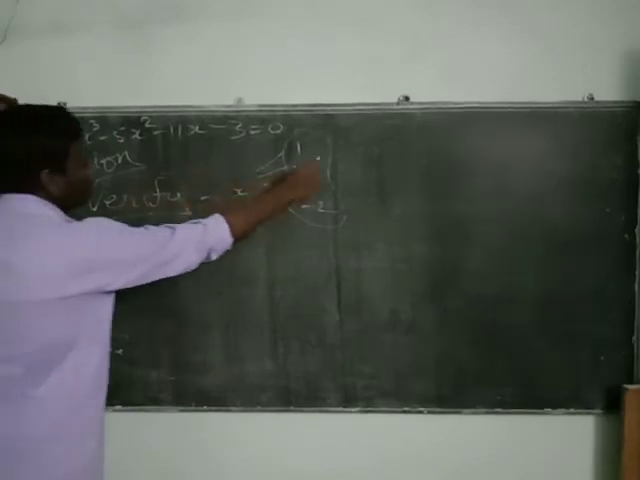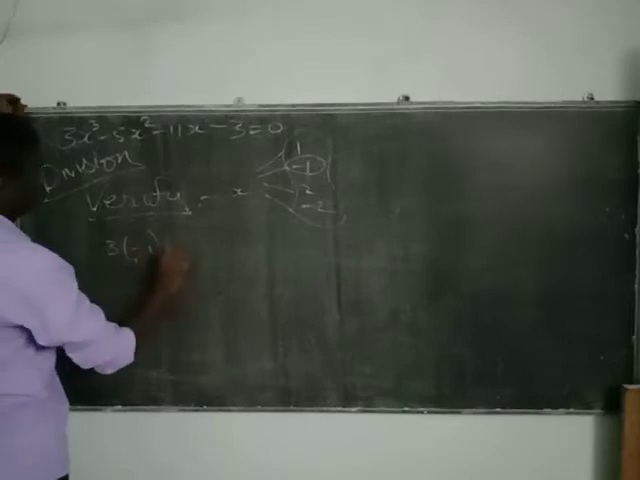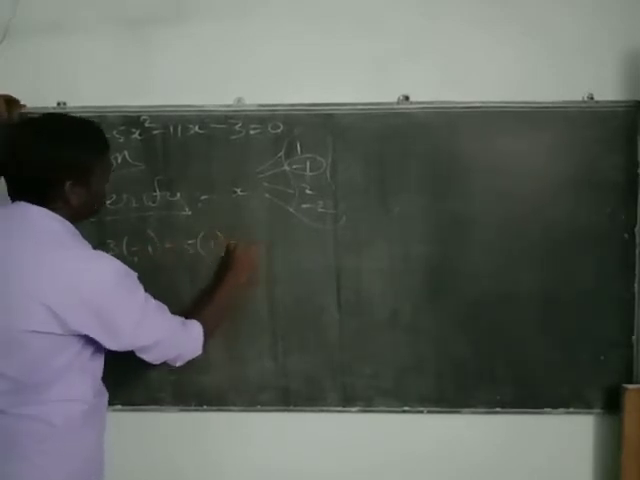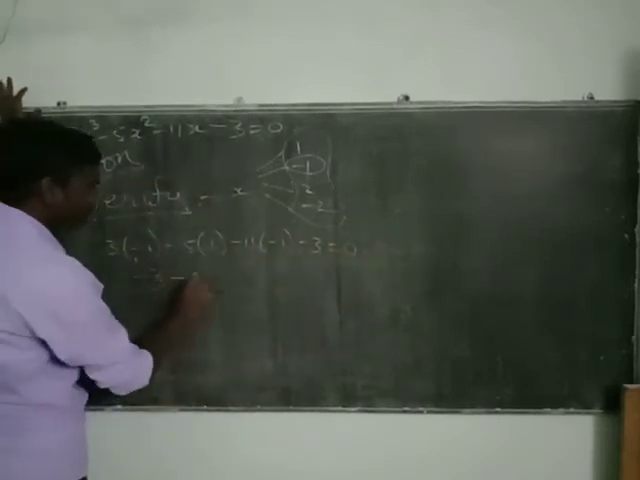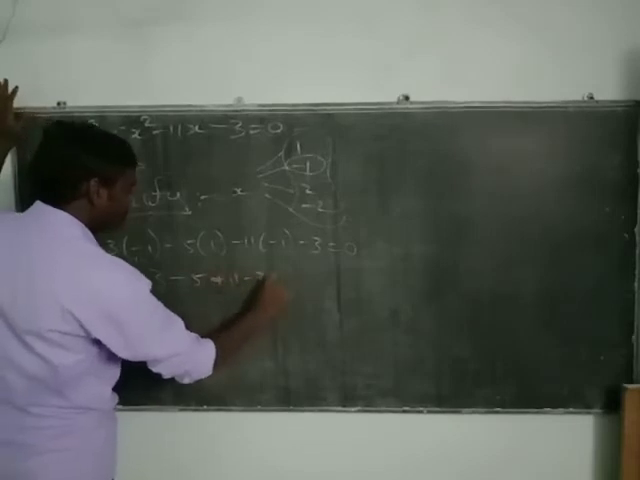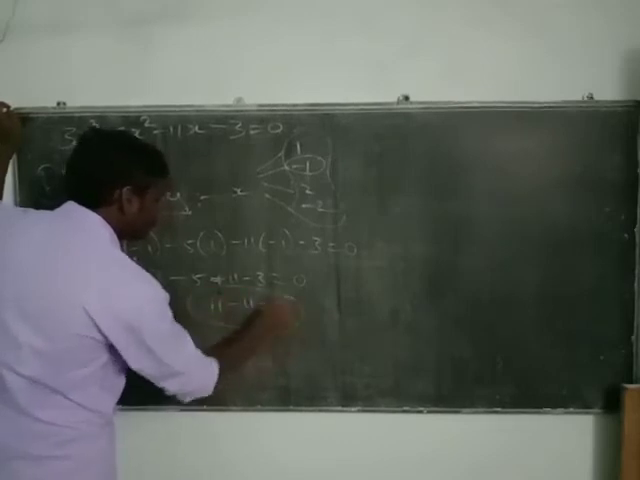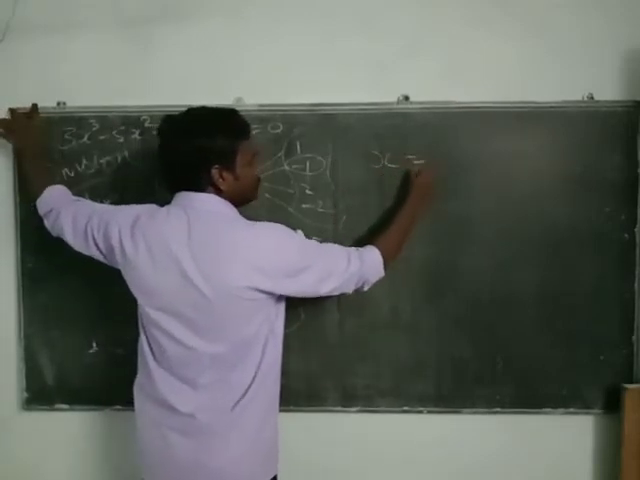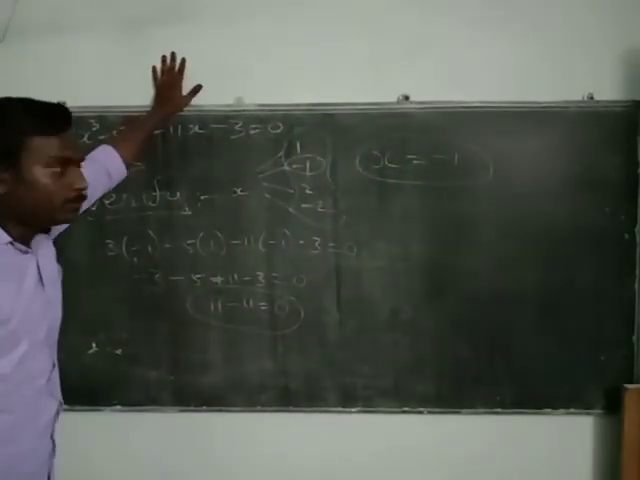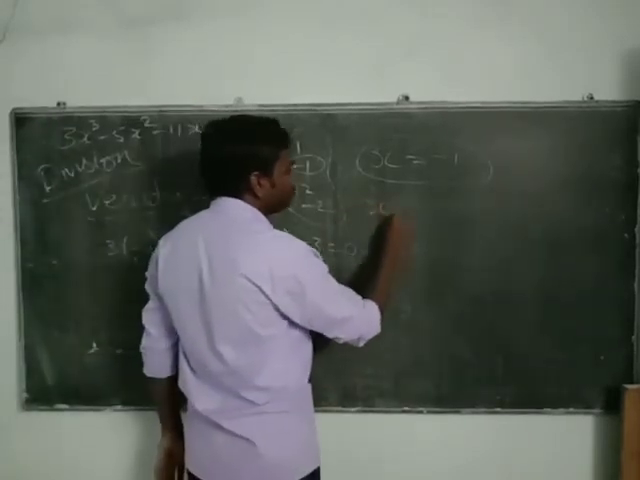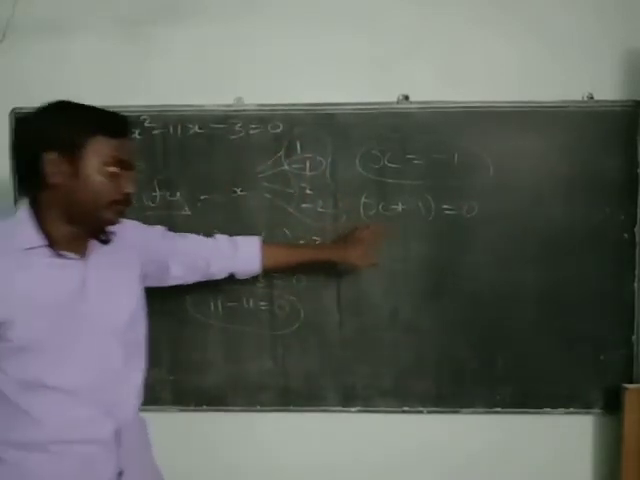Now let me check with minus 1. Here that will be 3 into minus 1 cube minus 5 into 1 minus 11 into minus 1 minus 3 is equal to 0. That is nothing but minus 3 minus 5 plus 11 minus 3 is equal to 0. I am getting plus 11 minus 11 is equal to 0. So I can say that x is equal to minus 1 is a value that is satisfying this equation. If x is equal to minus 1 satisfies the equation, then x plus 1 is a factor which satisfies this condition.